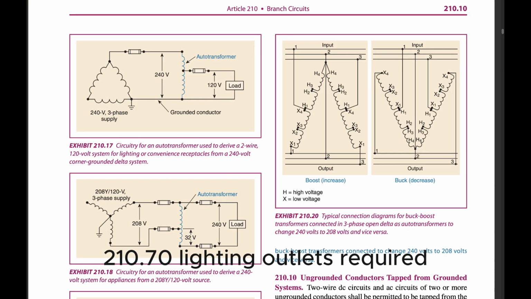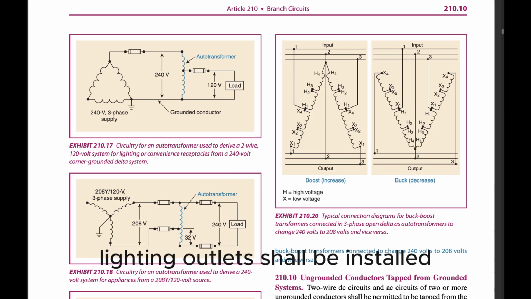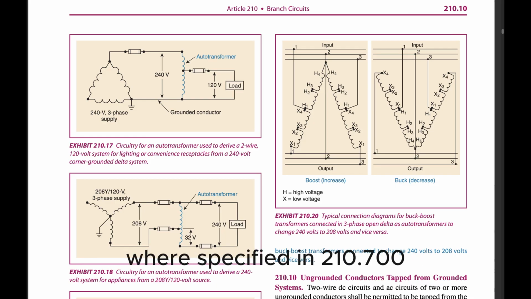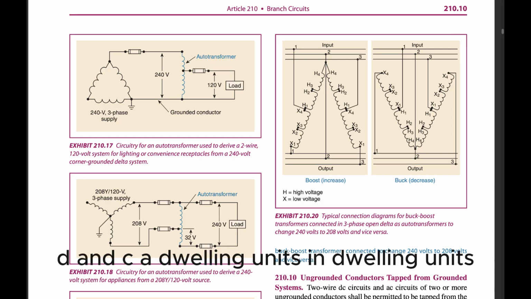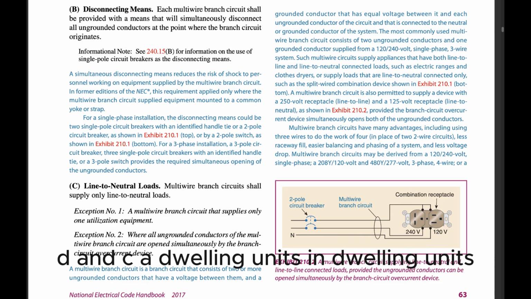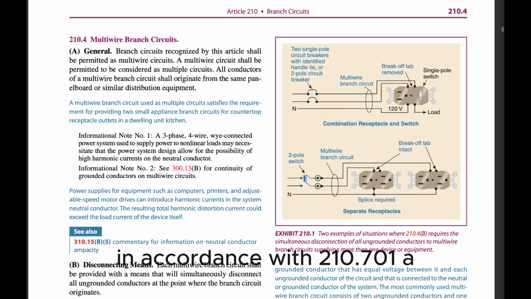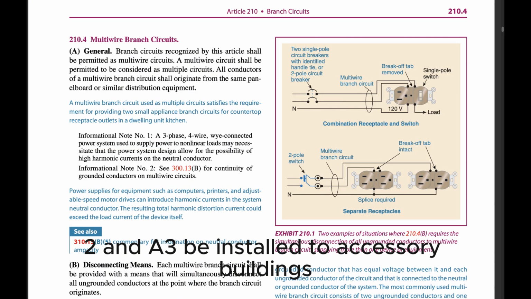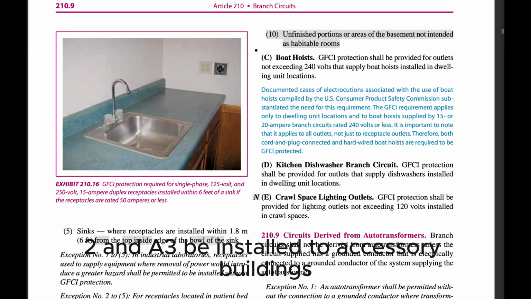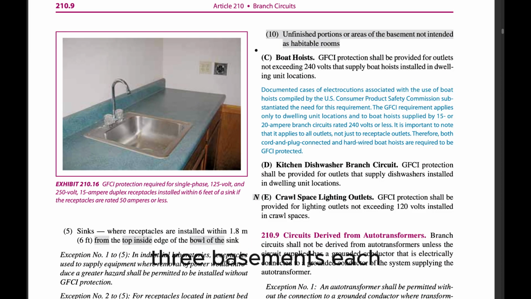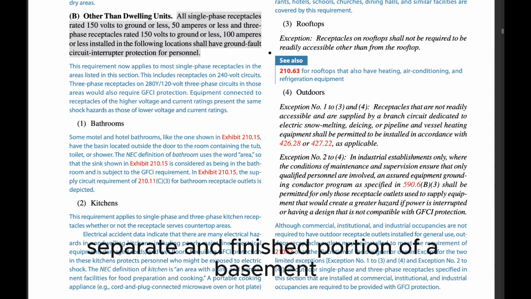210.70 Lighting outlets required. Lighting outlets shall be installed where specified in 210.70 (A), (B), and (C). (A) Dwelling units. In dwelling units, lighting outlets shall be installed in accordance with 210.70(A)(1), (A)(2), and (A)(3). (B) Guest rooms or guest suites. (C) Other than dwelling units. Lighting outlets shall be installed in accessory buildings, basements, and hallways.